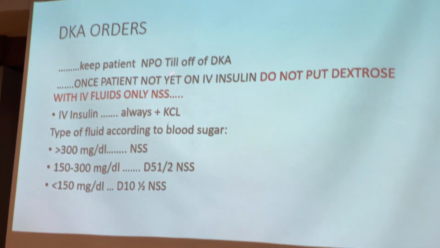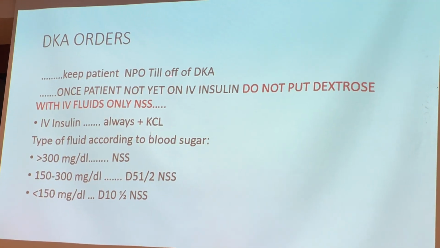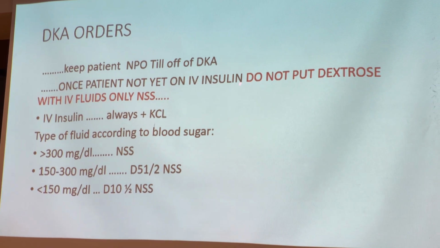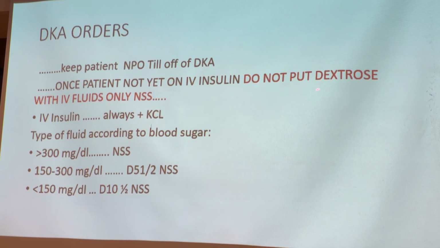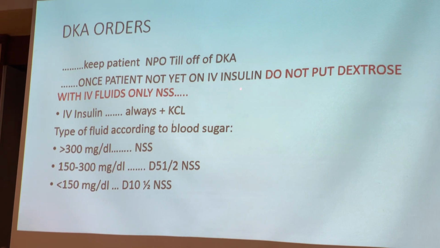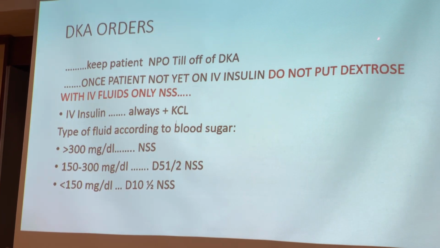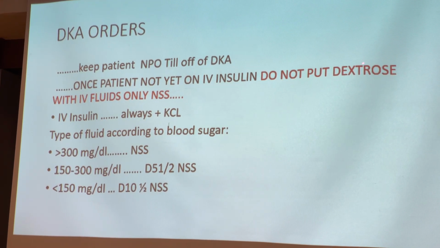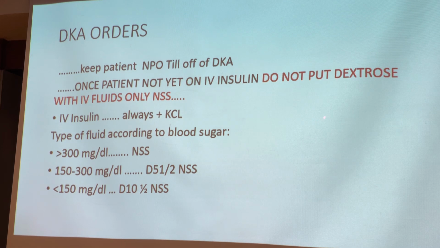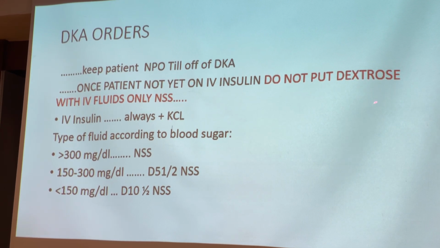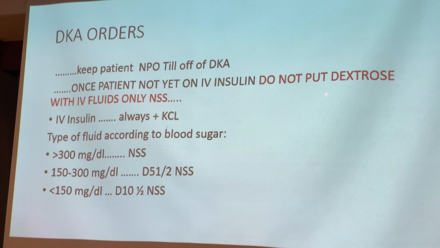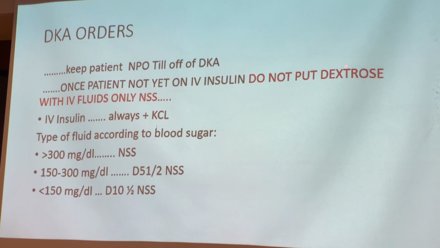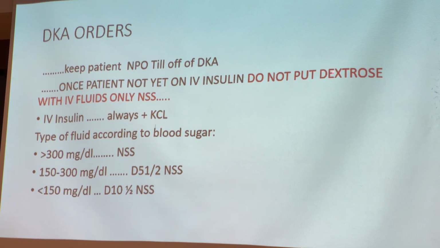I will check some points. As we say, keep the patient NPO till the patient is off of DKA. Once the patient is not yet on IV insulin, don't put dextrose with the IV fluid, only NSS. Let's say the patient will be given the bolus and we finish, then the only fluid you will give is only NSS. Because some of them, I think they asked me one time, can we put D10 or D5? No, only NSS until we have insulin. In a diabetic patient, don't give dextrose because you are giving him sugar. So you are raising his blood sugar until you have an IV insulin.